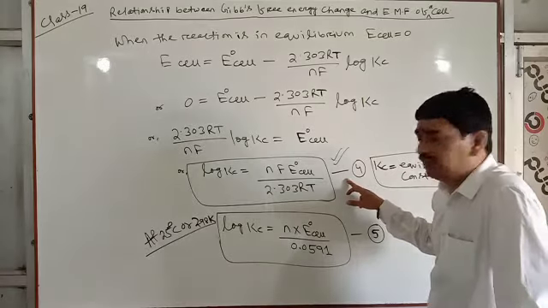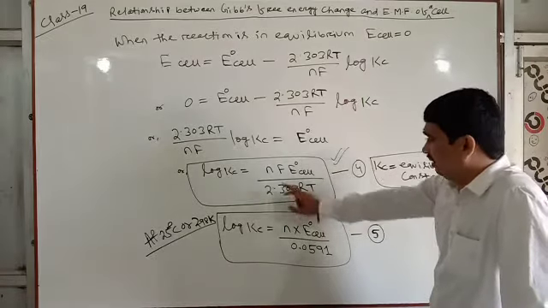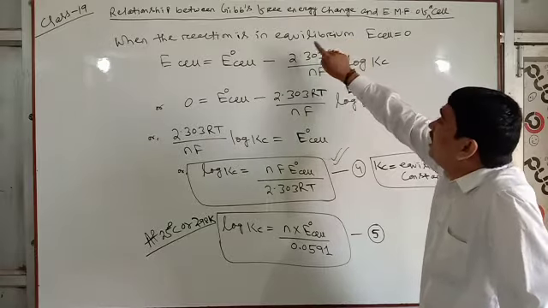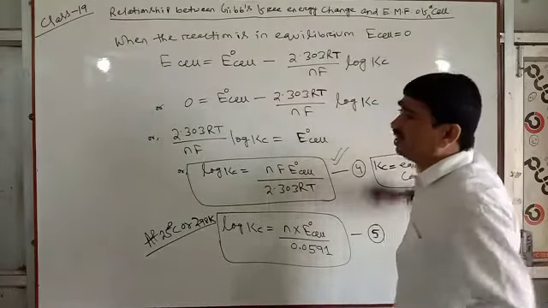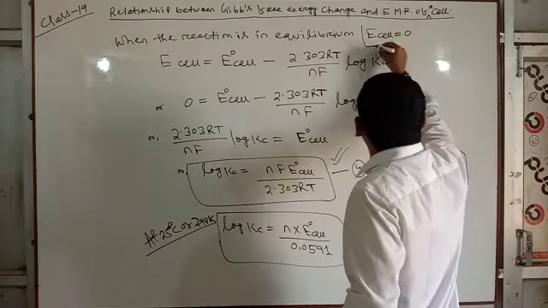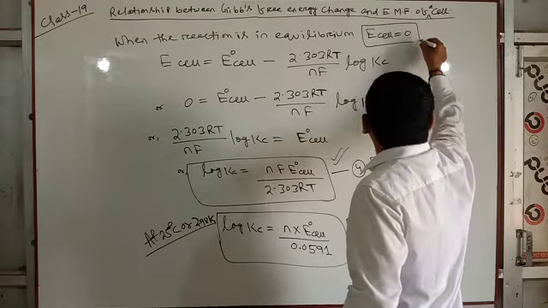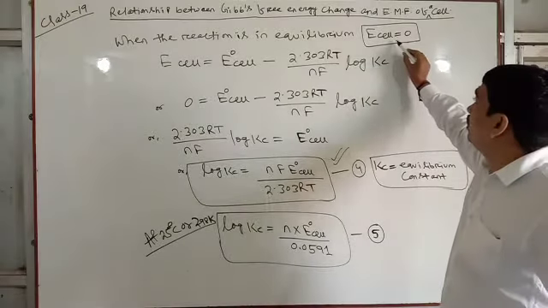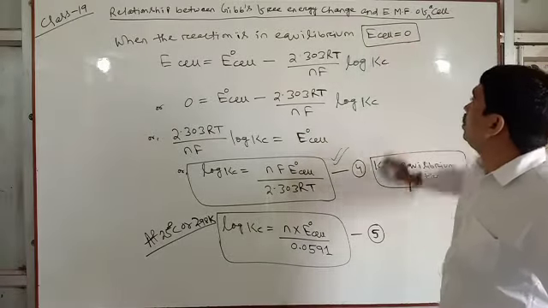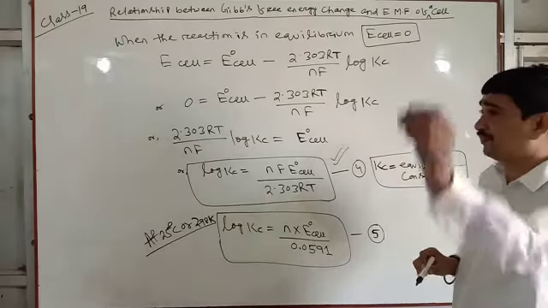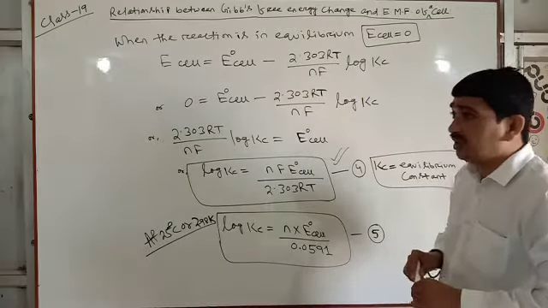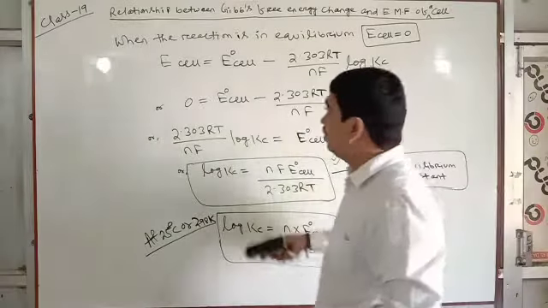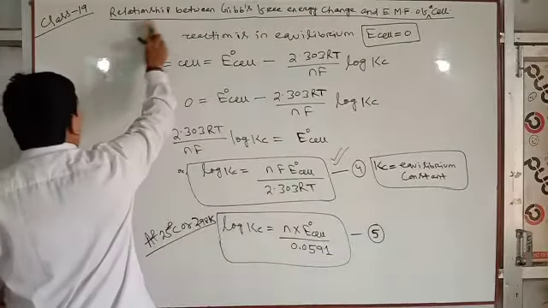So I will solve the problem. Simply remember the formula. These two terms are not equal. You must remember this line: when the reaction is in equilibrium, E cell equals 0. That is very important. When the reaction is in equilibrium, EMF of the cell equals 0. Clear? Next we will solve the problem based upon this. Clear?